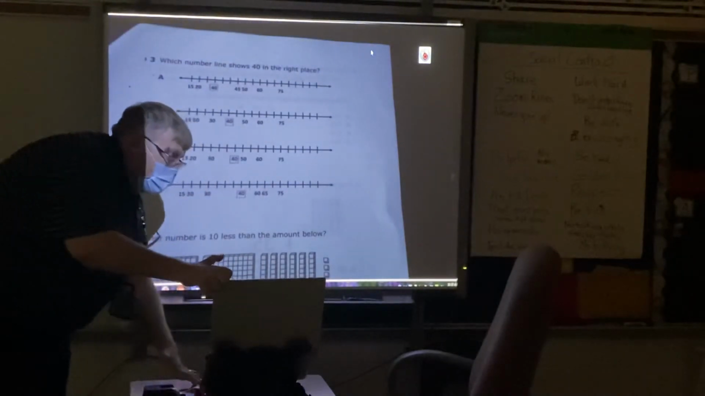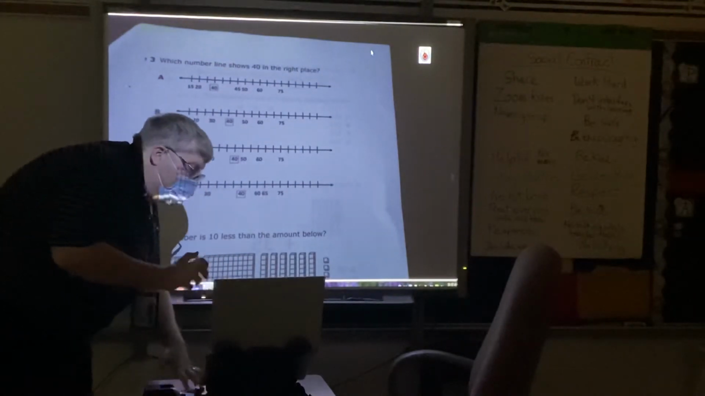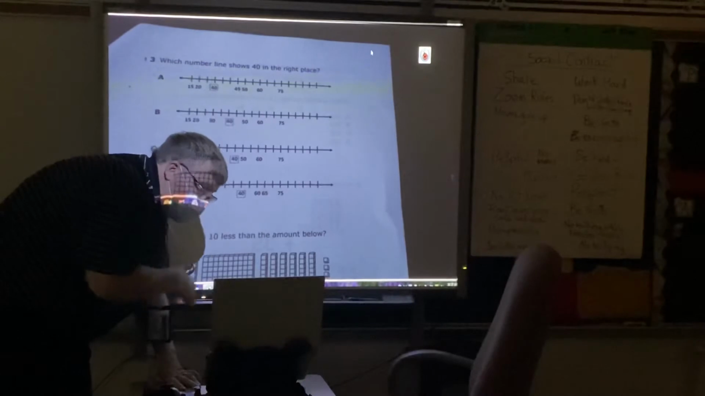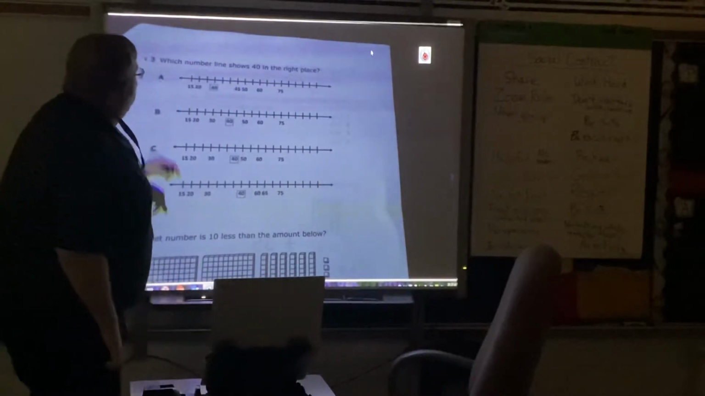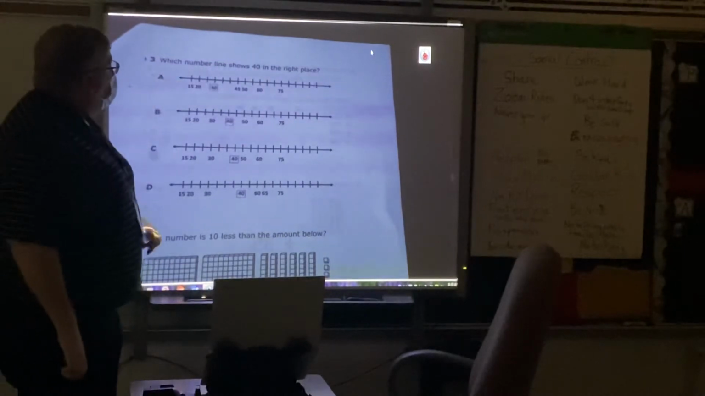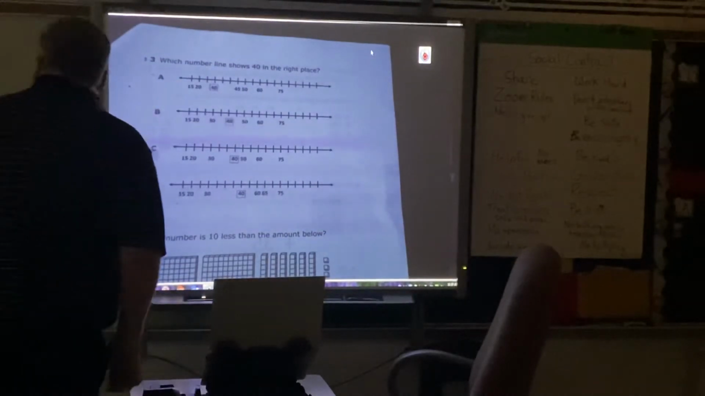All right, so we're going to look at the 3 problems that people missed the most. I have a mask on because I have a student in my room, but I'm loud anyway, so you'll be okay. Which number line shows 40 in the right place?